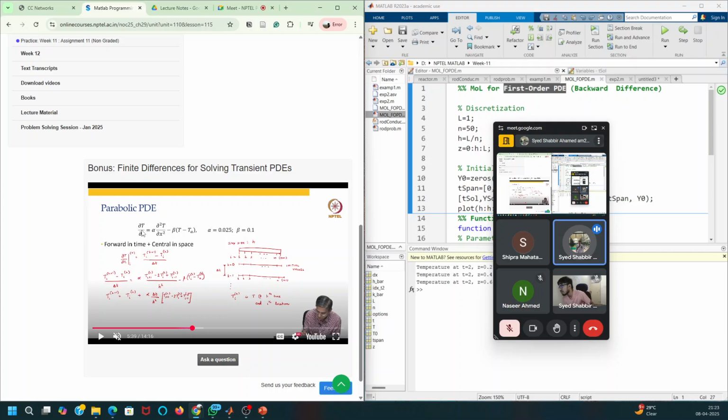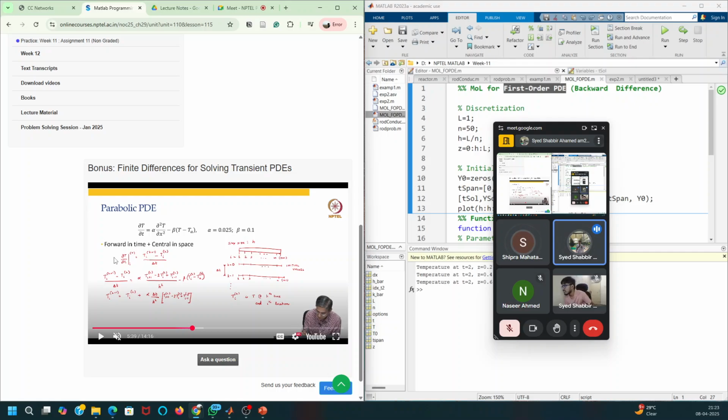You can do whatever you want. You can discretize it like this and solve it, or you can just do central in space and use the ODE45 solver. This is like manually solving it. In the codes we have discussed here, we have discretized only with respect to space, and the time domain we have told ODE45 to solve.